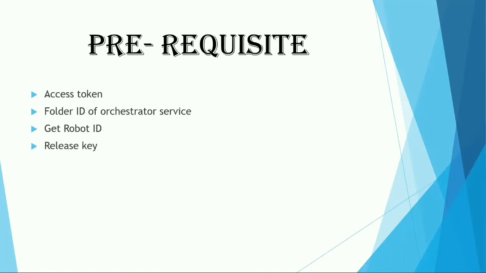Before moving ahead to test our API and run the job, we need an access token, we need a folder ID of our Orchestrator service, we need a robot ID and release key. So I have already shown you how we can authenticate and get the access token. Also, I've shown you how we can get the folder ID from folder request API, and I've shown you how we can get the robot ID. Before moving ahead, we'll see how we can get the release key.